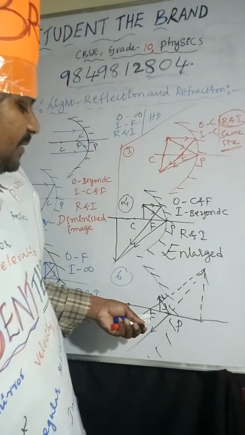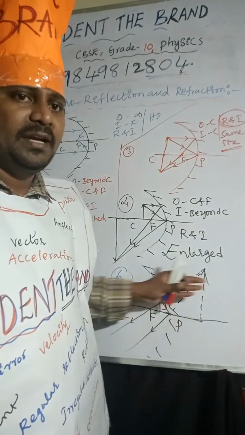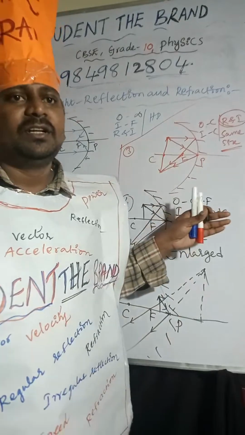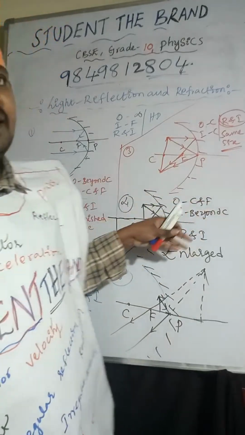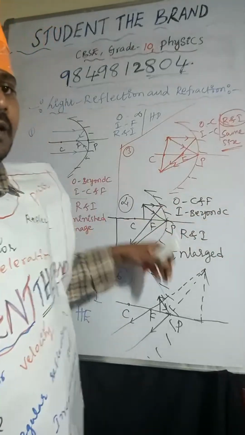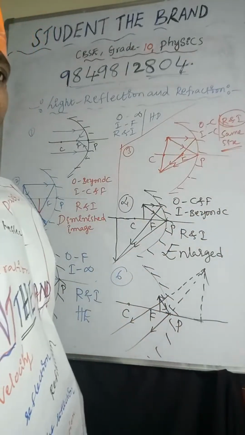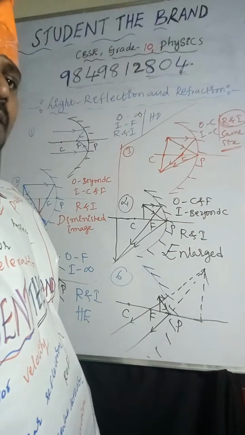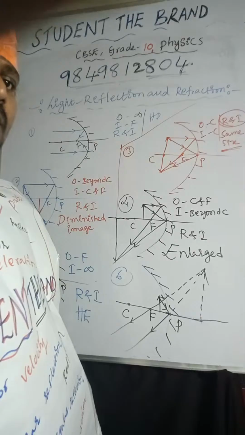Object is placed between F and P, image is forming behind the mirror. Nature of the image is virtual, erect and enlarged. So very important case. Make sure that you are practicing this one. Okay, that's enough.